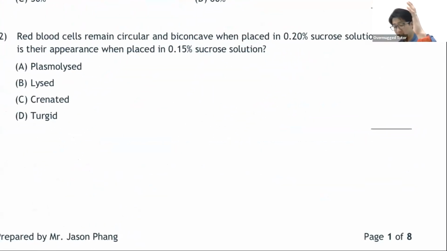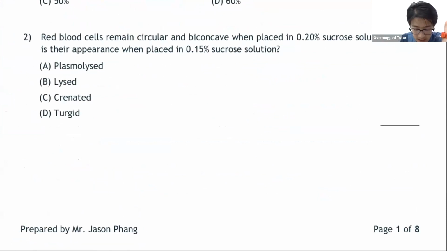Okay, so in the same idea, the word I want us to look at is remain. Question 2. If the red blood cells remain in their circular and biconcave shape in 0.2 sucrose, what does it tell me about the red blood cell? It remains the same size and shape in 0.2 sucrose. What information do I have now? In just this one sentence. They remain the same size and shape at 0.2 sucrose. No change in shape and size at 0.2 sucrose solution. What does it tell me about the red blood cell?